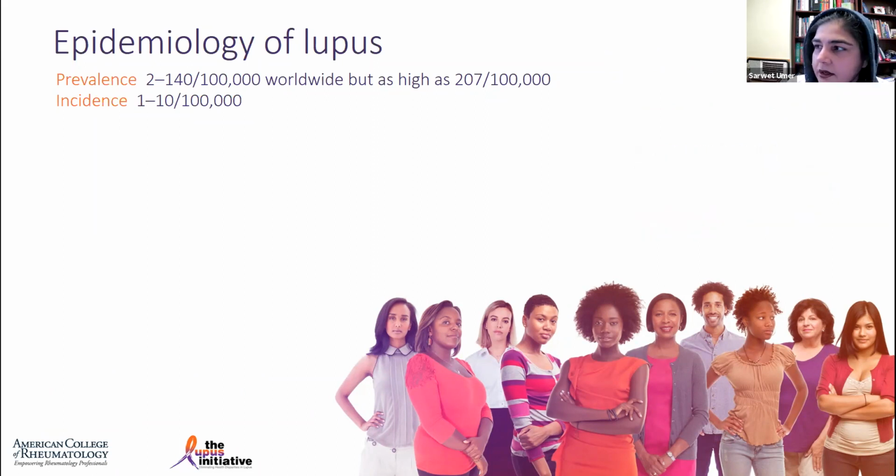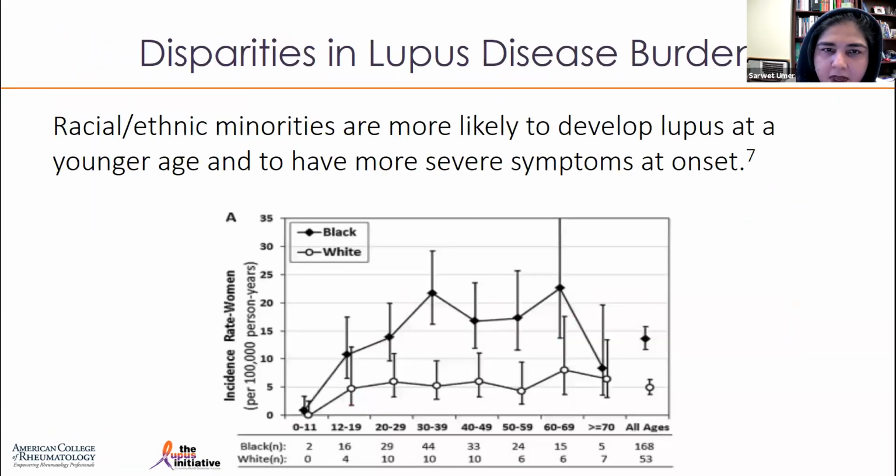So all these demographics make us realize that healthcare disparities have a great impact on the prognosis of lupus patients. This is just a slide showing a graph comparing Caucasian and African American patients. You can see this graph is showing early age of onset and a much higher risk of flare and severe symptoms in African American patients compared to Caucasian patients.